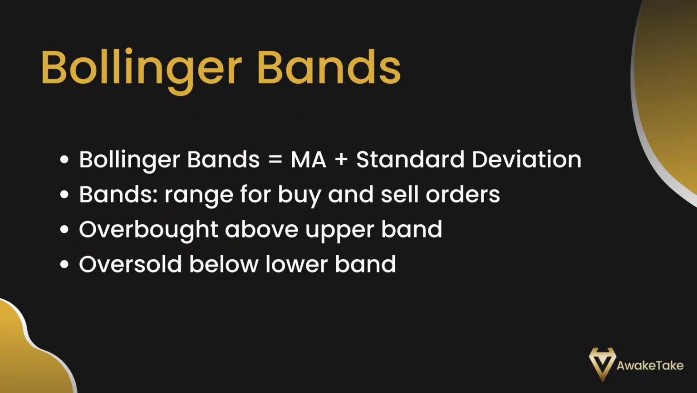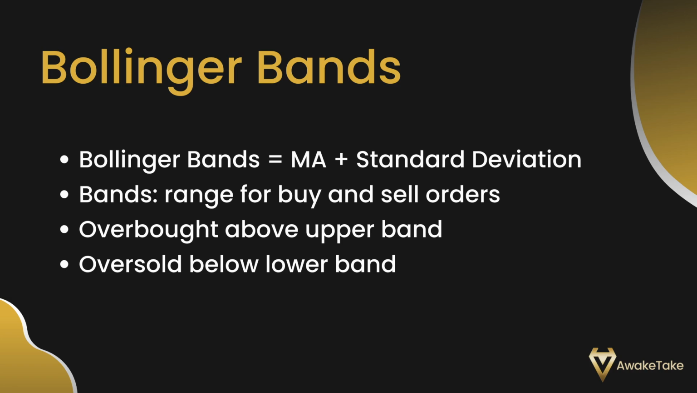You can also use the Bollinger Bands, which are an indicator that uses a moving average and a standard deviation to create upper and lower bands around the current price, and these bands can be used as a range for setting buy and sell orders.